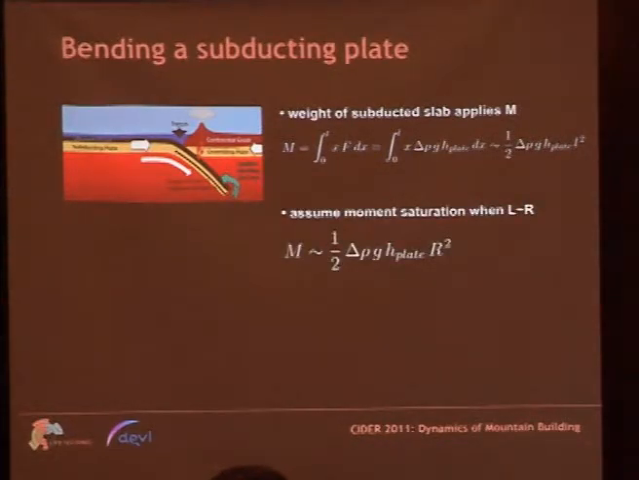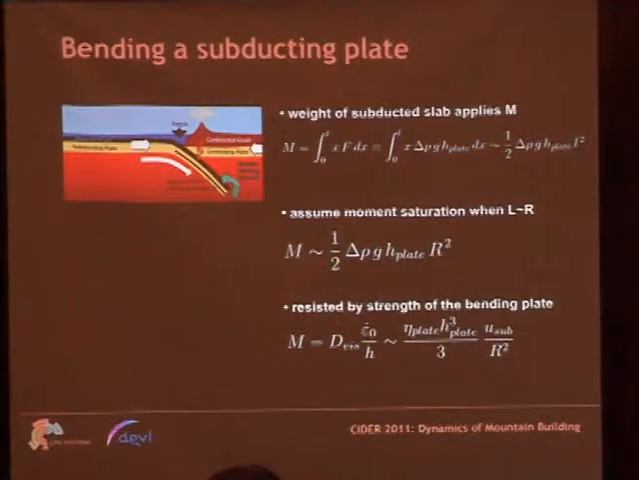And now here's a critical assumption in this analysis: when we have a radius of curvature that's not as nicely drawn in this cartoon, we want to say that the moment is saturated, and that any length of slab larger than its radius of curvature is not actually contributing anymore. So it's kind of moment saturated. And so we're going to replace that L with an R squared.